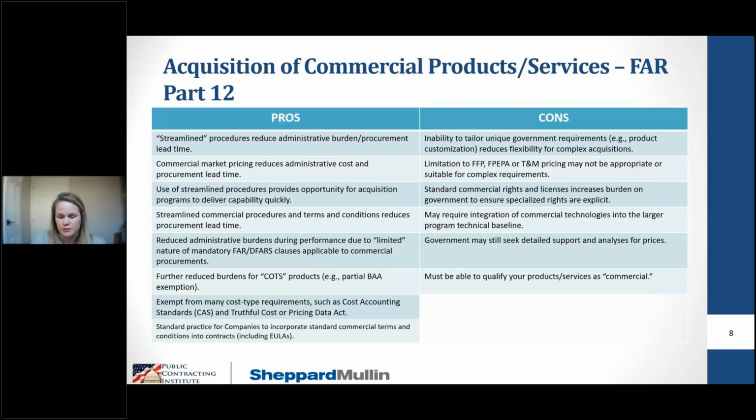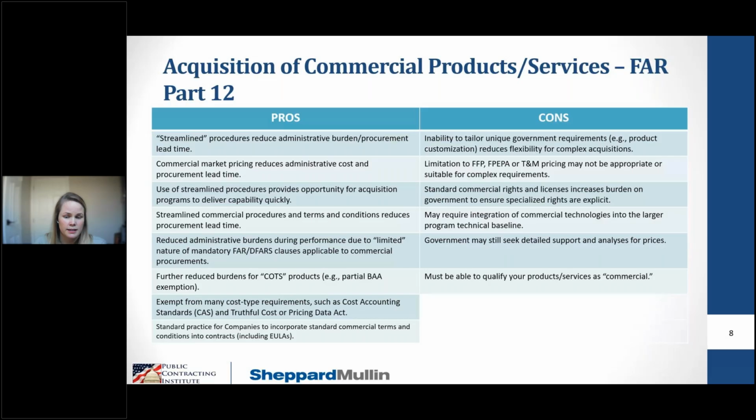It's still government contracts. You have exemptions for things like the cost accounting standards if you're a commercial item contractor. If you have COTS products, there are even a few additional exemptions available, such as the partial exemption under the Buy American Act relating to the domestic content threshold. So falling into this category can really provide a lot of benefits from a compliance and administrative burden perspective.